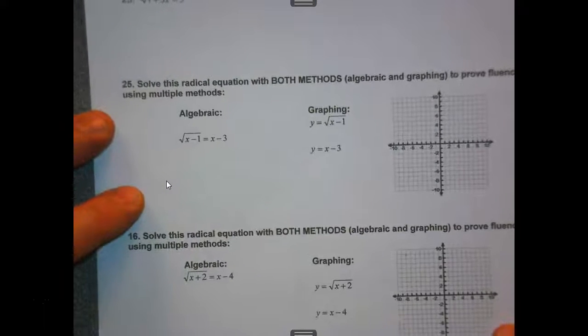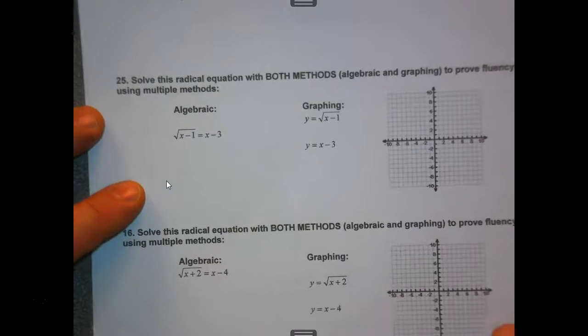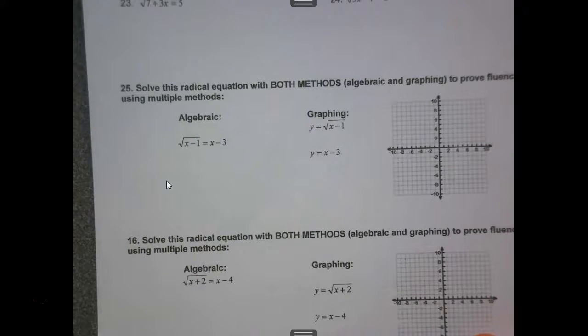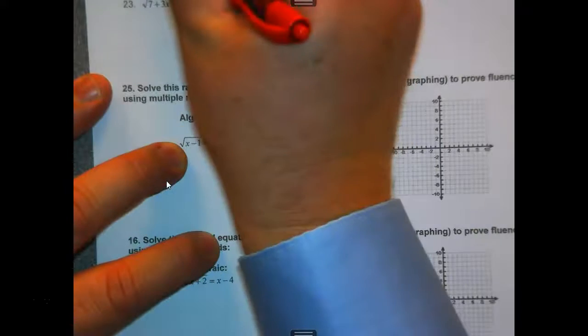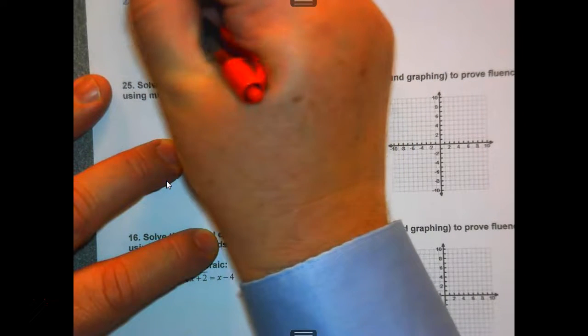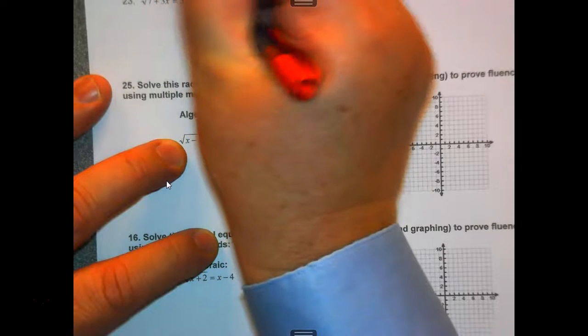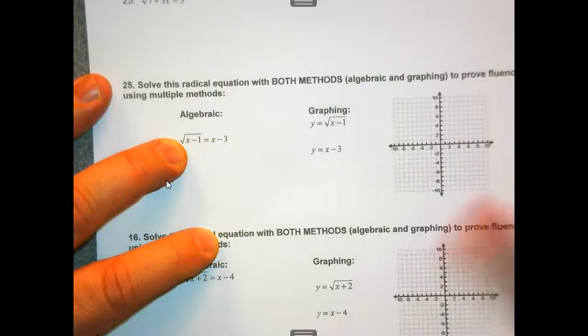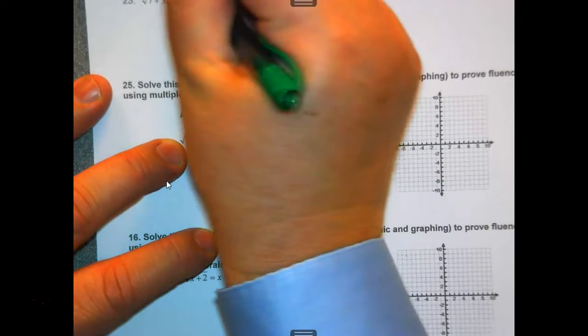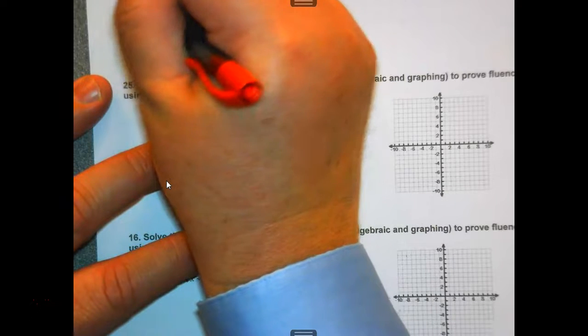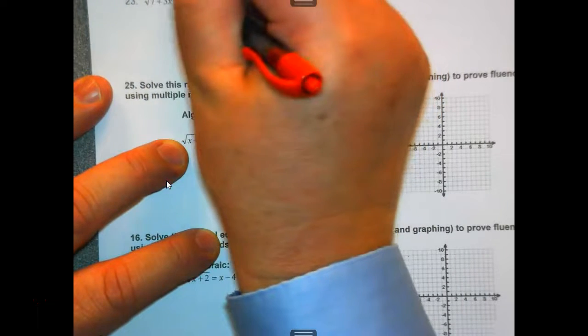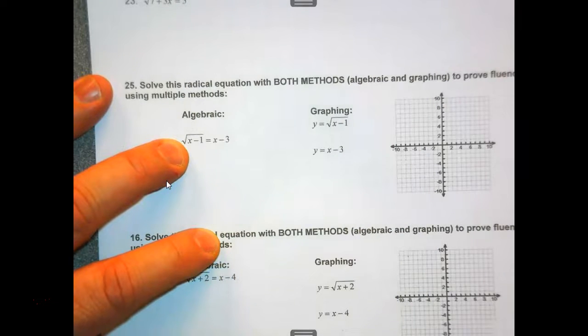All right, 21. I'm supposed to solve this algebraically. How do I get rid of a radical? Wonderful, square both sides. So I get 3x minus 2 equals x plus 15. Solve for x. Subtract x. 2x minus 2 equals 15. Add 2 to both sides.